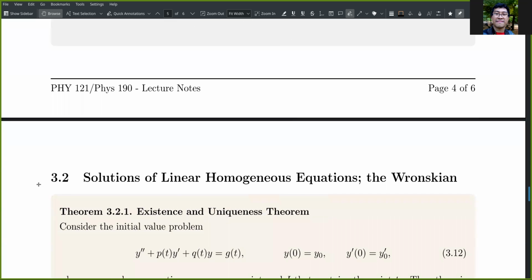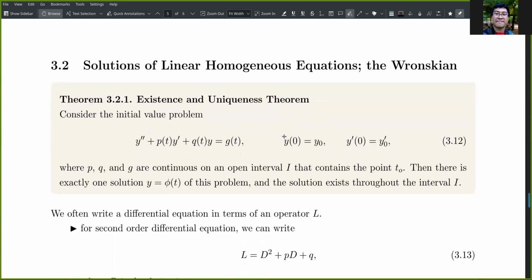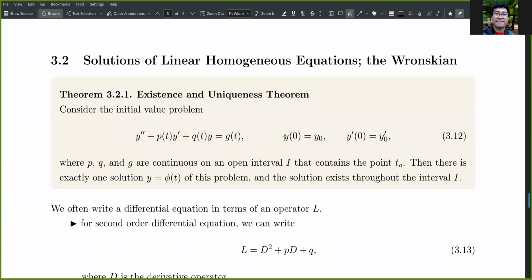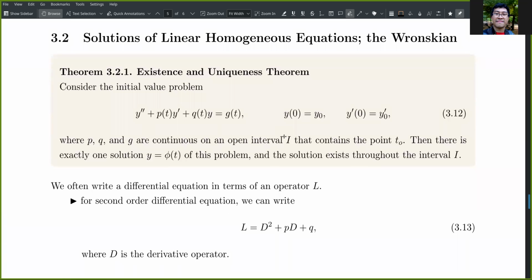Let me check. So now let's proceed to solutions of linear homogeneous equations.